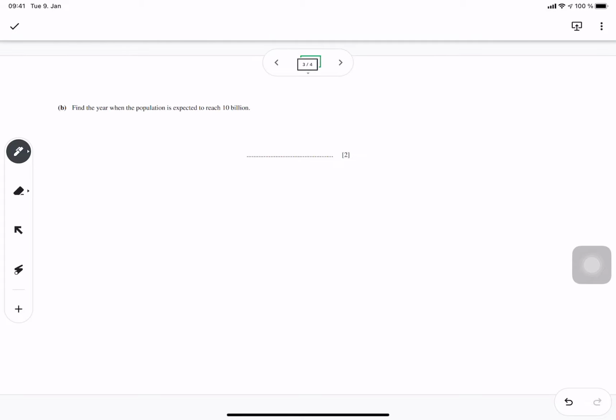So, form an equation. We know that the population starts at 7.23 billion. We know that it increases by 1.14% a year, which is a multiplier is that. And the unknown here is an exponent, hence why we have to use logarithms. And we want to know how long it takes to reach 10 billion.